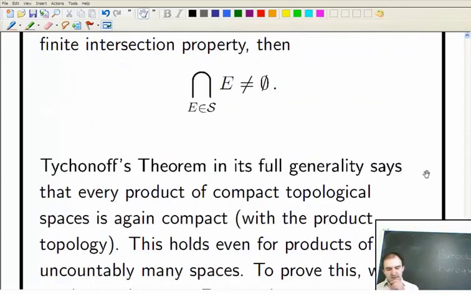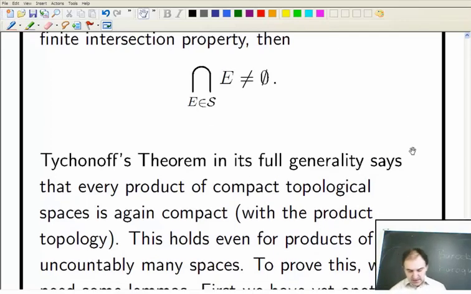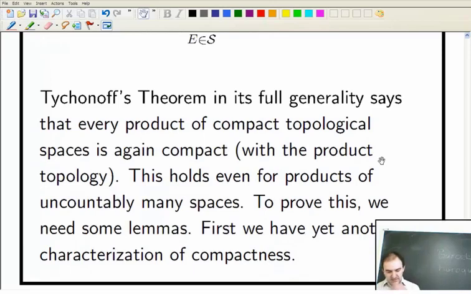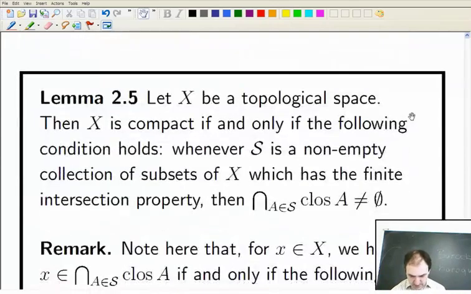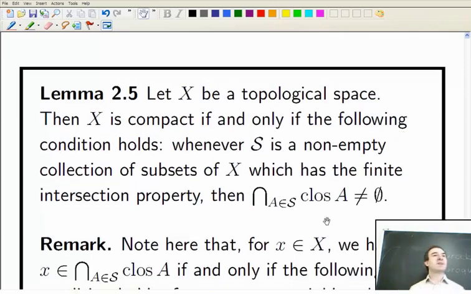So Tychonoff's theorem says every product of compact spaces is compact, even for uncountably many compact spaces. And to prove it, we're going to have to prove some lemmas. And let's slightly generalize what we just said about the FIP setting as well. So this time we don't insist that the sets in S are closed, but we fix it by closing them all, just like the example I was saying. So your space is compact if and only if the following holds.